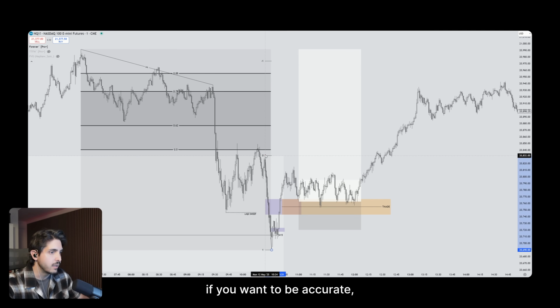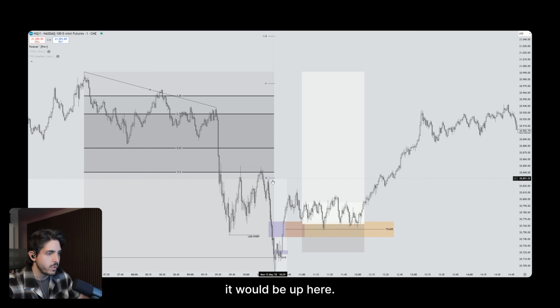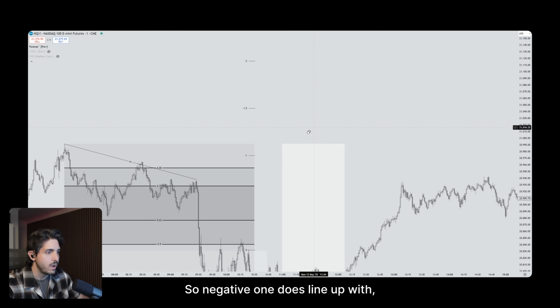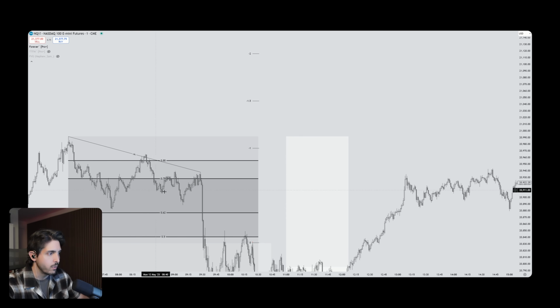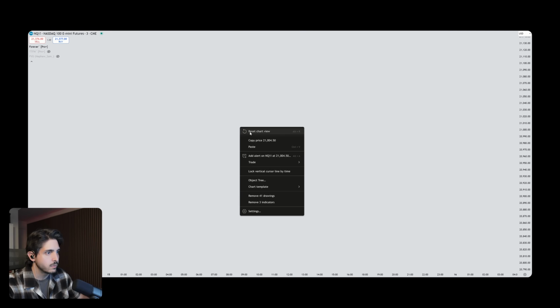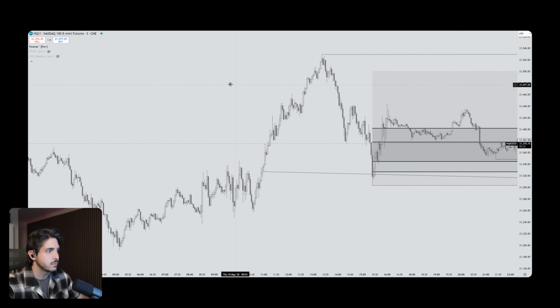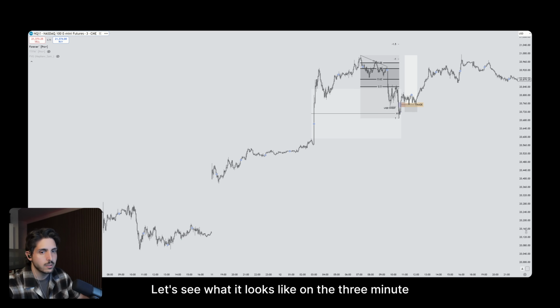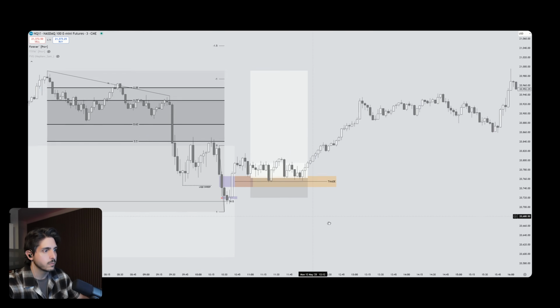But technically, if you want to be accurate, it would be up here. And then your -2, -2.5 is there, right? So -1 does line up with taking this low resting liquidity. So let's go back to the 3 minute, and where I marked that out, let's see what it looks like on the 3 minute here.